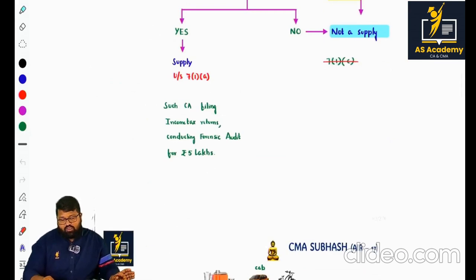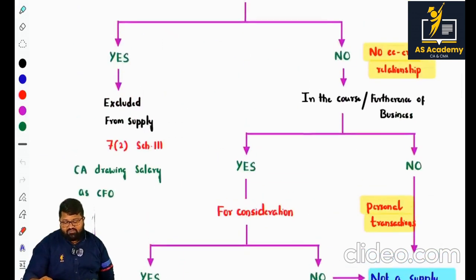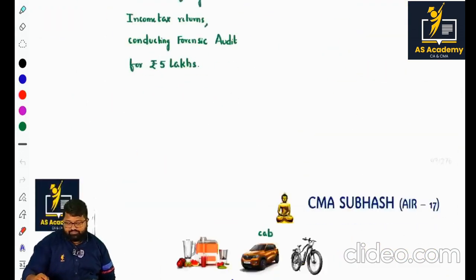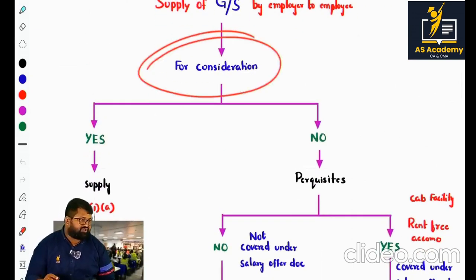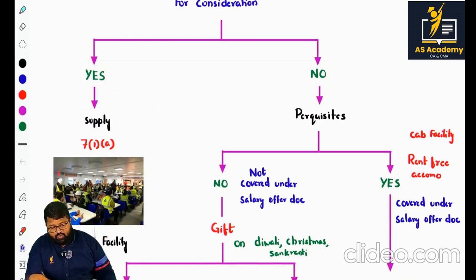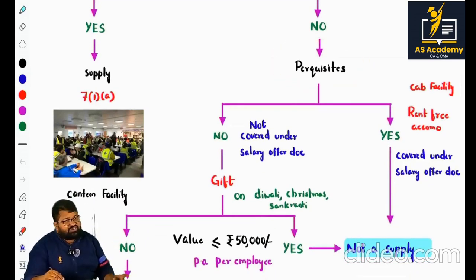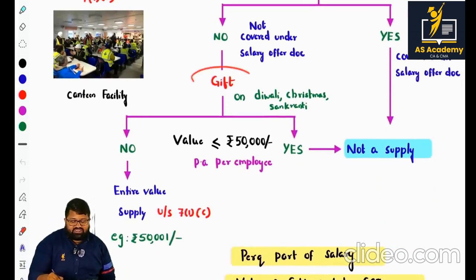Okay, what about the next one? Who is giving service to whom? Basically, here we mention services only, but here it can be goods or services. For example, if it is for a consideration forming part of it, the best example is food or canteen provided. Then automatically it is a supply. What about the next one? Perquisites. If perquisites form part of salary, that is not a supply. If it is not covered as part of salary, it is basically a gift.